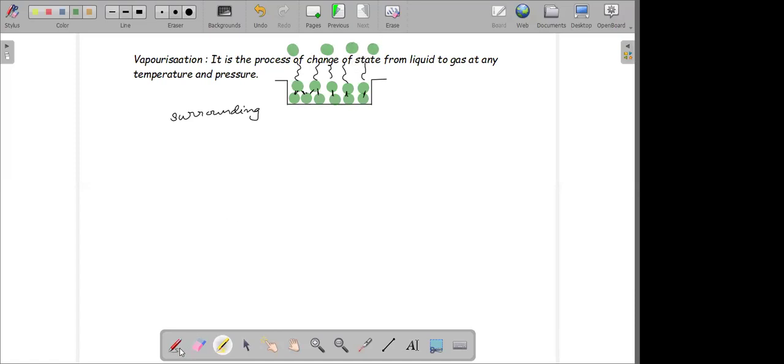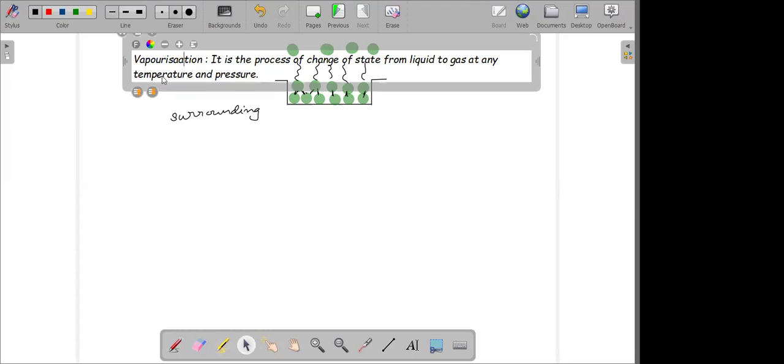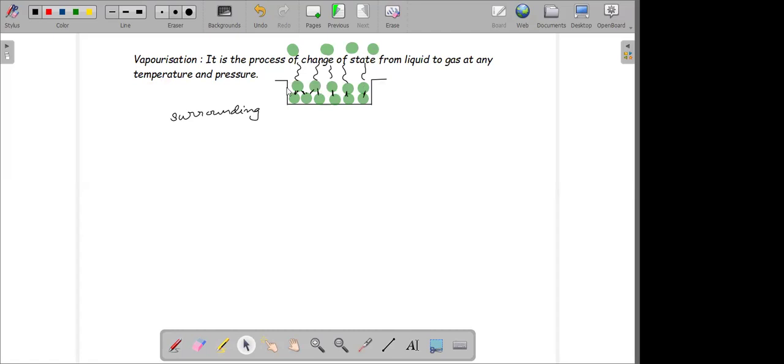Got it? So more and more vaporization will occur when more surface is exposed. Greater the surface area of the liquid, more will be the amount of vaporization that will occur. So we can say vaporization, or vapor formation, is a surface phenomenon.